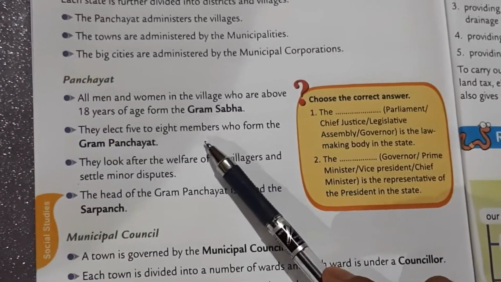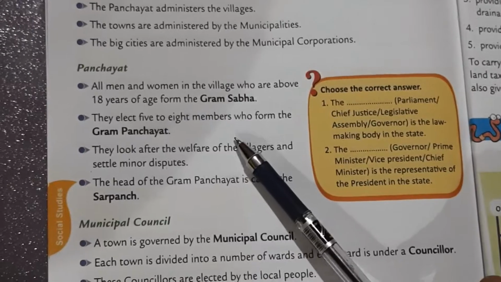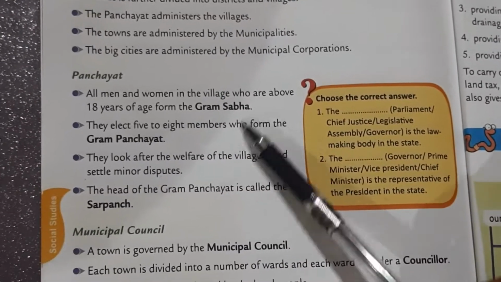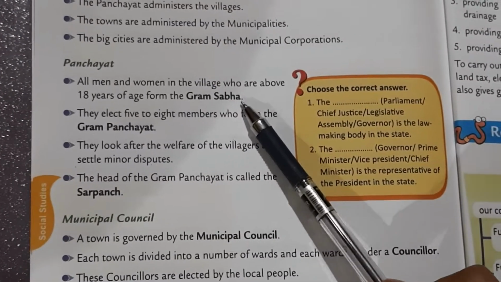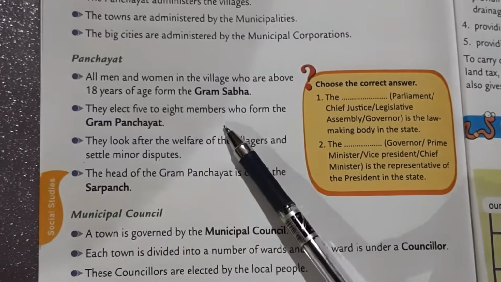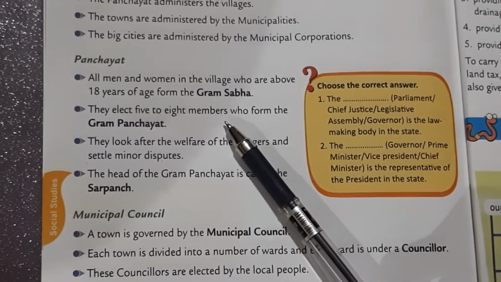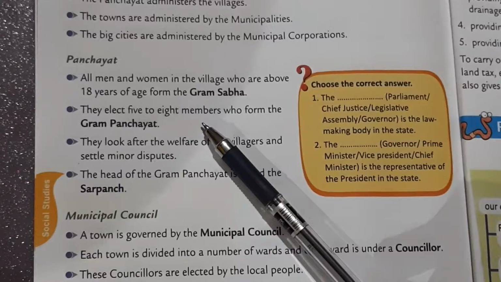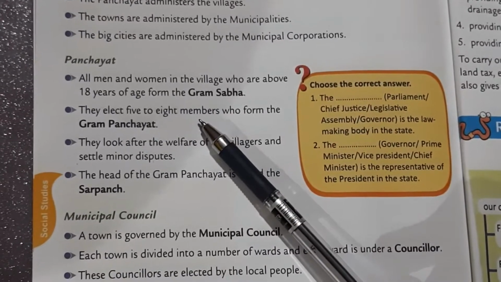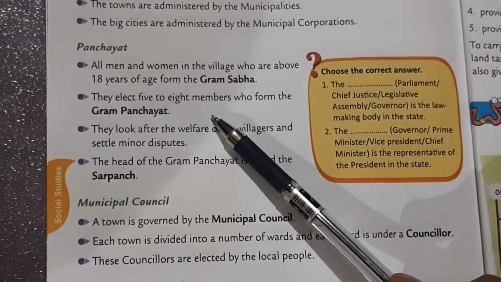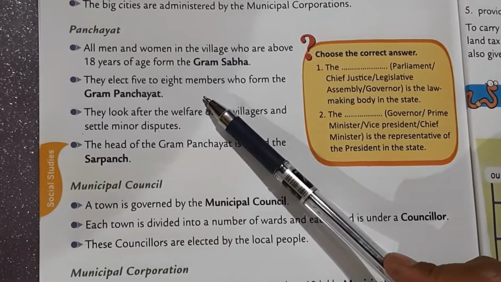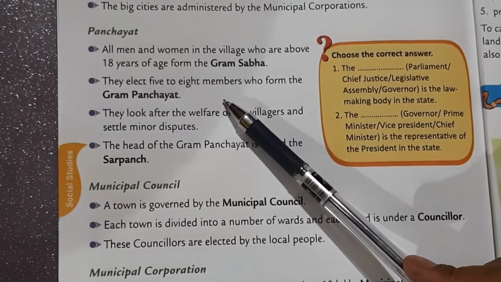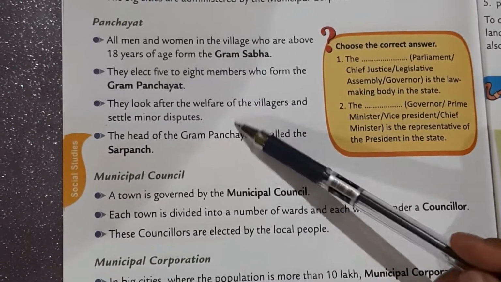This means people above 18 years of age in the village form the Gram Sabha, and from the Gram Sabha, 5 to 8 members are elected and they are called the Gram Panchayat. The members of the Gram Panchayat look after the villagers and solve small cases within the villages.